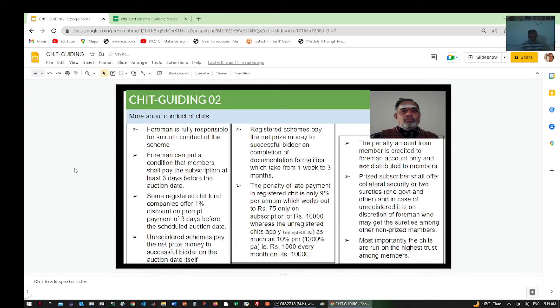A prized subscriber shall offer collateral security or two sureties, one government and the other personal. In case of unregistered chits, it is at the discretion of the foreman, who may get the sureties from among the other non-prized members. Most importantly, chits are run on the highest trust among members.